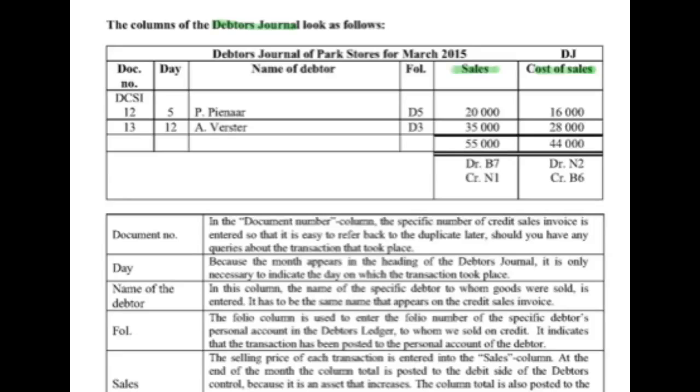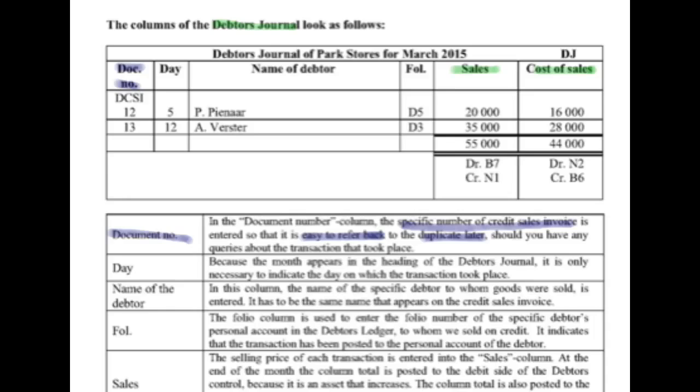Our first column is our document number column. In the document number column, the specific number of the credit sales invoice is entered so that it is easy to refer back to the duplicate later, should you have any queries about the transaction that took place. So if the debtor comes in and isn't happy with some of the entries we put into the debtor's ledger, into their personal account, we can always refer back to the specific date and document to show them this is the proof that the transaction really happened.